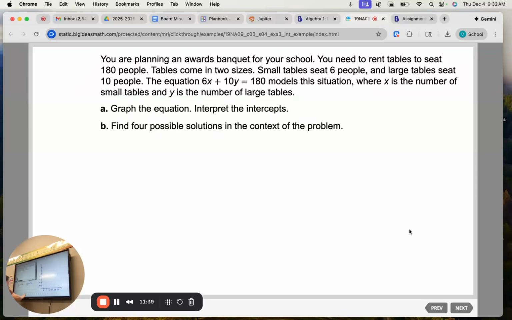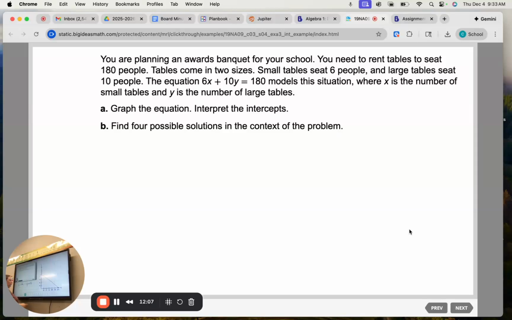All right, so what is my x-intercept? 30. So I'm going to go to 30 and put a dot. What's my y-intercept? I would say 18. Okay, and now I could connect these. Am I drawing a straight line? Not terrible.